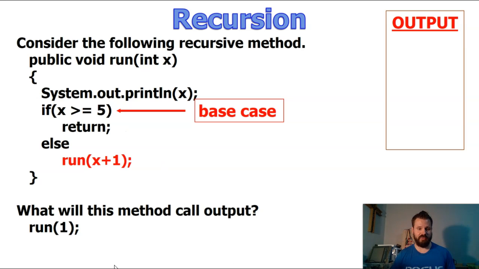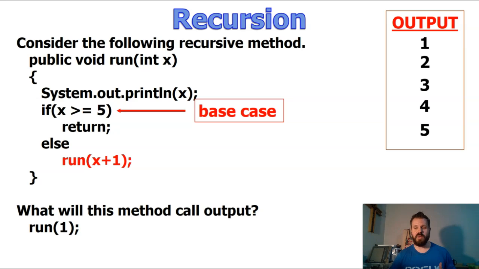So as that goes, if I call run 1, it's going to print the 1 and then check the base case. x is not greater than or equal to 5, so we'll do the run x plus 1. That'll print the 2. Check again. We haven't hit the base case yet, so we'll print the 3 because we just called run on 3. Print the 4. Then as x becomes 5, we will print 5 here. We'll check: if x is greater than or equal to 5, we'll just return. So that's all the farther that this method's going to go.